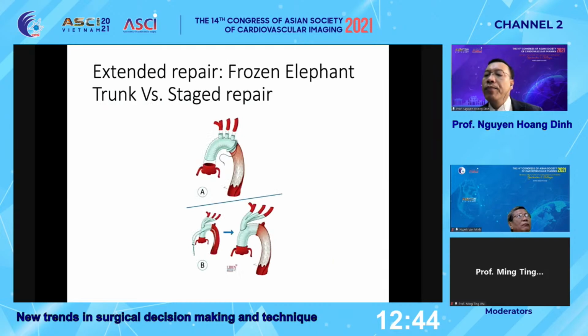The 2014 ESC guidelines on diagnosis and treatment of aortic diseases recommend that in patients with acute type A dissection and organ malperfusion, a hybrid approach should be considered. This is recommendation class 2A and level of evidence B.